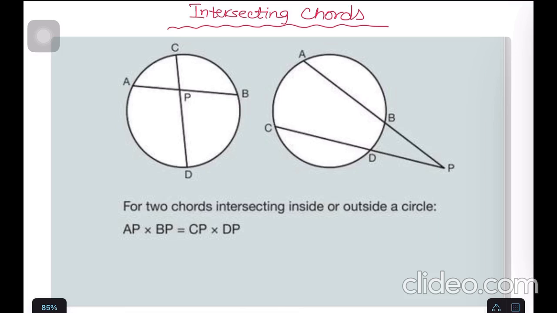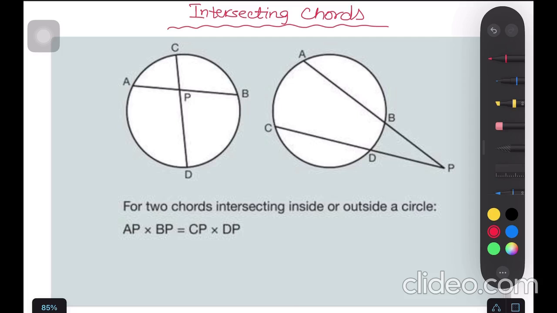Today we are going to discuss the last two properties of the circle, and this one is about the intersecting chords. Now we can see there are two circles in which there are two chords. In the first one, one chord is AB and the second chord is CD, and they are intersecting at point P. These two theorems are regarding the chords which are intersecting each other.